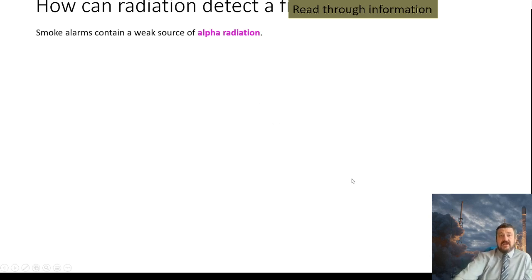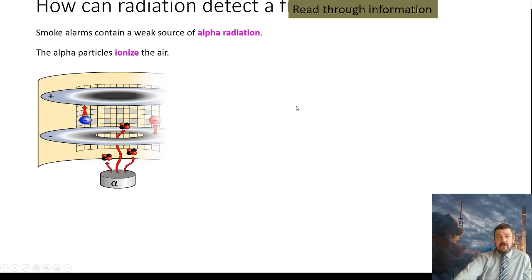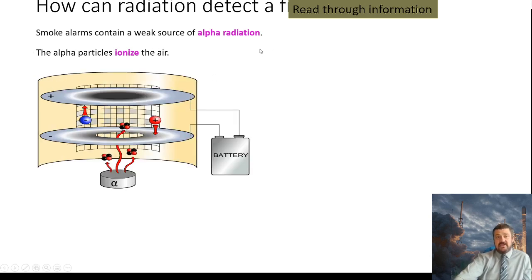Now this is where we actually use it. So it's got a long-winded way of getting there, but this is the real-life applications of radioactive decay. Smoke alarms contain a weak source of alpha radiation. The alpha particles ionize the air. This allows current to flow.